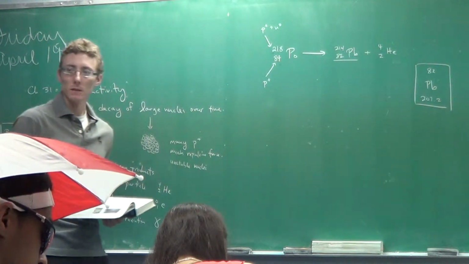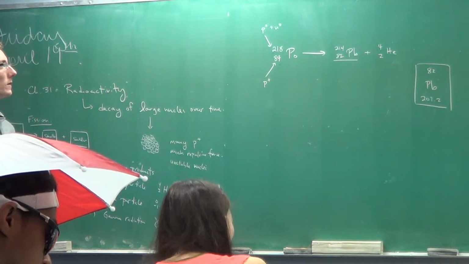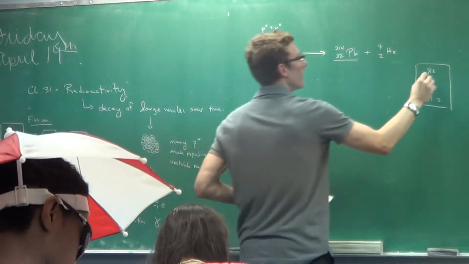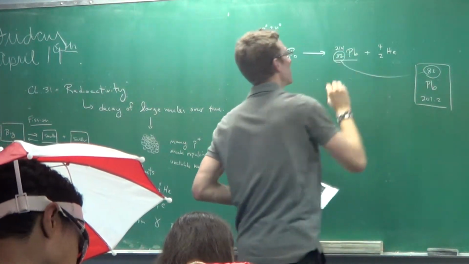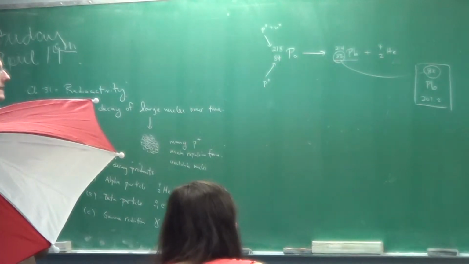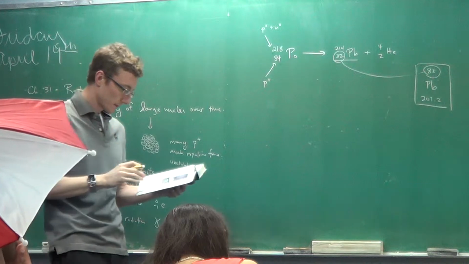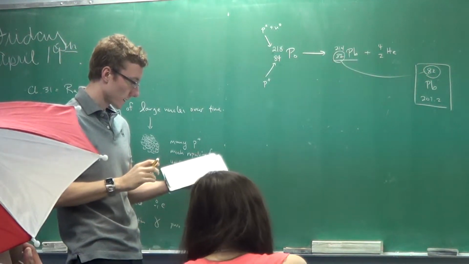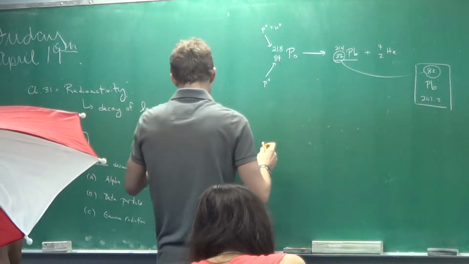From the periodic table, there's the link there. The number of protons is going to tell you the identity of the substance missing.